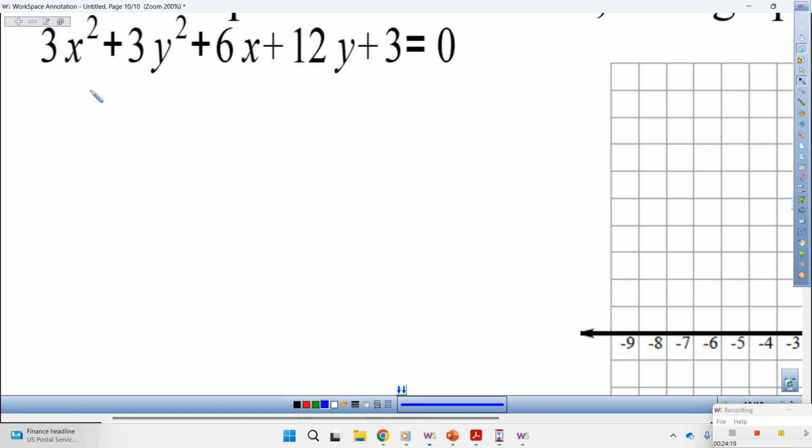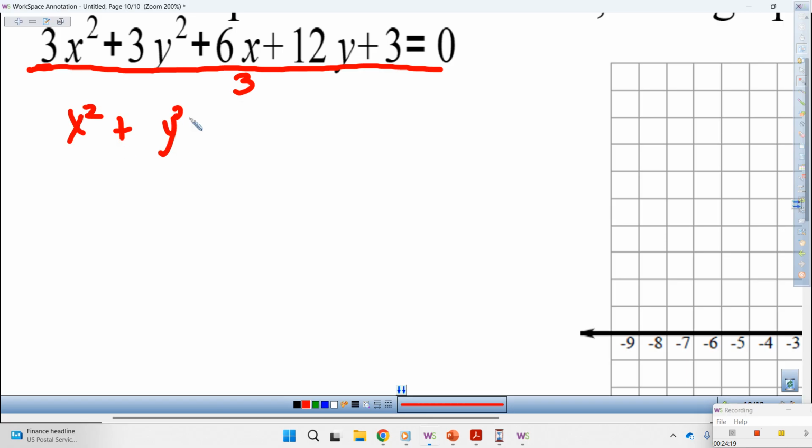Good conversations. Step 1, is it in standard form? Yes. Highest degree to lowest degree and equal to 0. What is my next step? Sebastian, what do I do next? Divide by 3, the leading coefficient here is 3. So divide everything by 3. So we end up with x squared plus y squared plus 2x plus 4y plus 1 equal to 0.